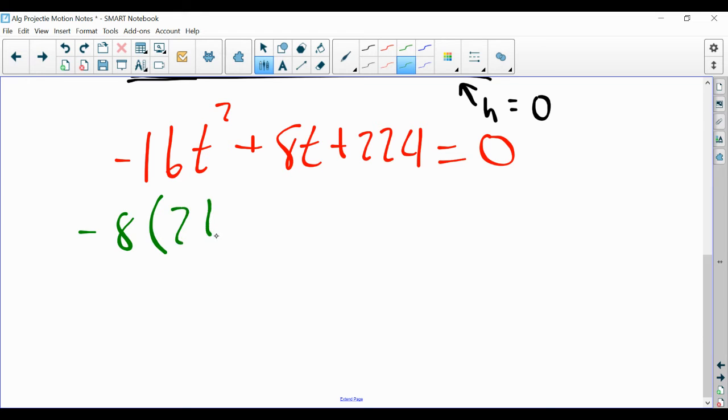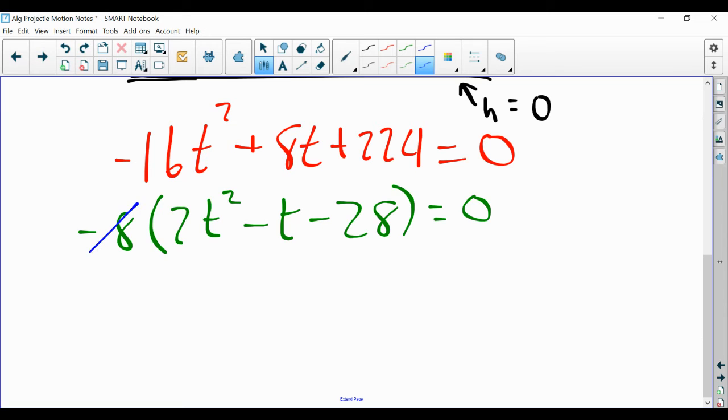So then I'm left with 2t squared minus t, because I'm pulling out the negative, so that plus 8t turns to minus t, minus 28, as 8 goes into 224 28 times. And that's equal to 0. Now, if this were just a factoring question, I have to keep the negative 8, but it's not. I'm solving. So I can divide both sides by negative 8. 0 divided by anything that's non-zero is 0. So negative 8 ceases to exist.